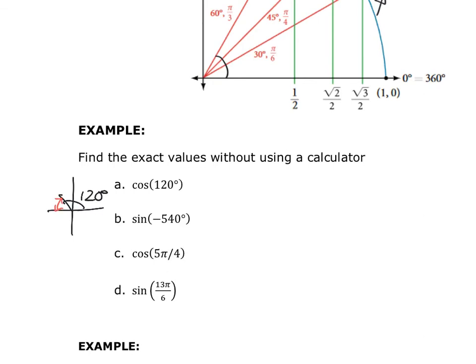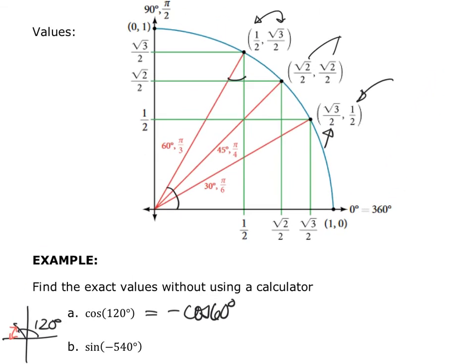So I need to figure out how much further I need to rotate to get down to pi, or 180. How much more do I need to rotate? 60. So I can evaluate this as the cosine of 60 degrees. Now I just have to remember I'm in quadrant number 2. Should cosine be positive or negative? So I'm going to put a negative outside of that because my answer needs to be negative. So I need to do the cosine of 60 degrees.